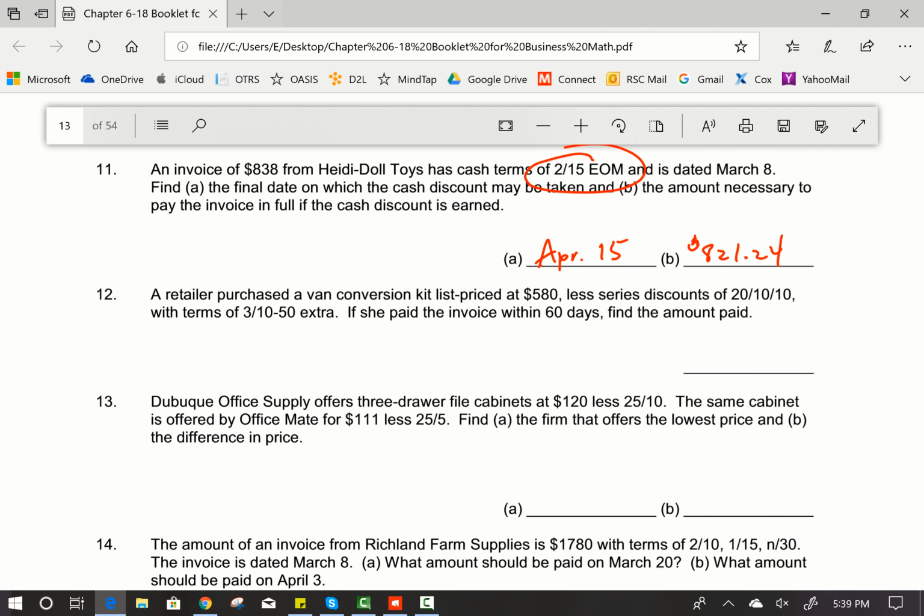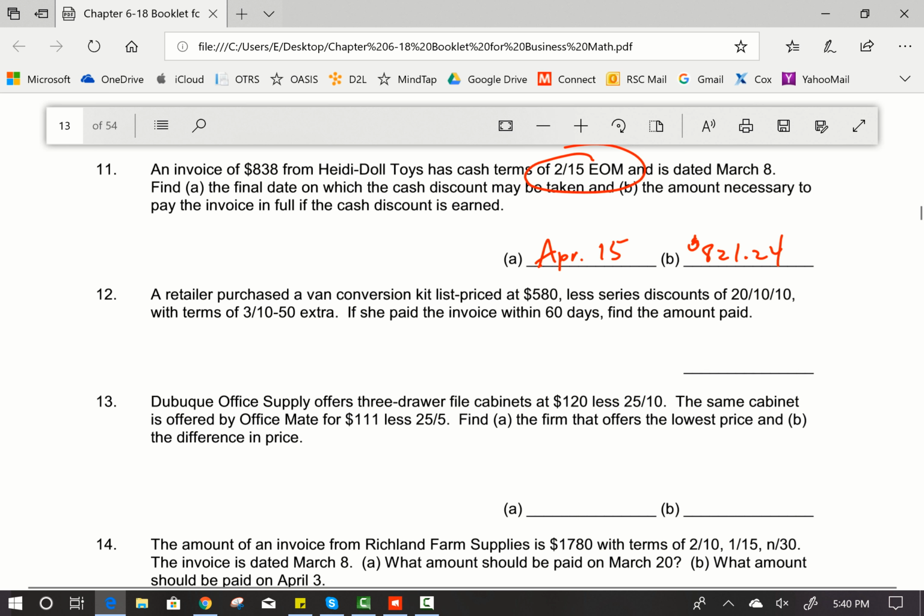So this one, they made it a little bit simple for us because they didn't actually force us to calculate the 60 days from the day of the invoice. They didn't list all that information. They're just assuming that we got it, so we're going to go ahead and process through. The first thing we're going to do is the series discount first, and we're going to find the net cost equivalent.